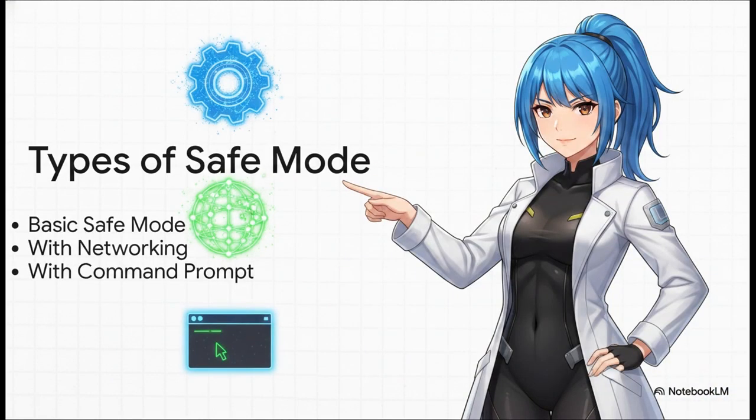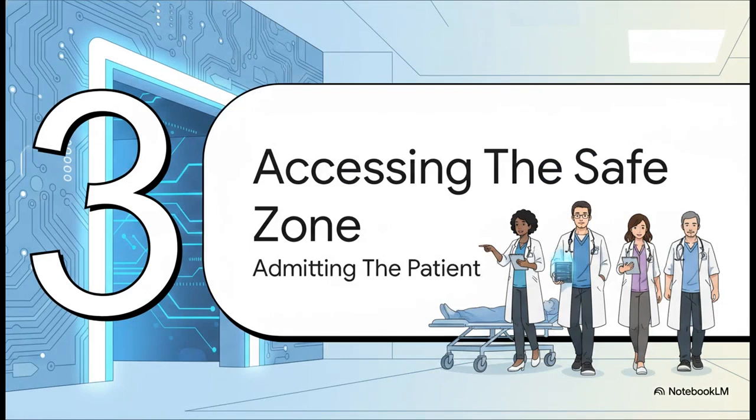And depending on what the patient needs, you've got 3 distinct levels of triage you can choose from. Level 1 is Basic Safe Mode, which is literally just the core components, super perfect for simply uninstalling a bad app. Level 2 is Safe Mode with networking, which adds your internet access back in so you can download updated drivers or frantically look up troubleshooting guides online. And finally, Level 3 is Safe Mode with command prompt. This strips away the graphical desktop entirely, leaving you with just a raw command line interface for some really deep bare metal repair.